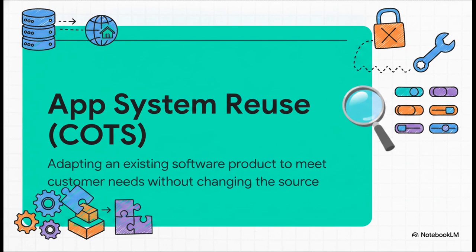As always, we need to define our terms before we explain them. Application system reuse is also known as COTS. That stands for Commercial Off-the-Shelf Systems. What this means is you're taking an existing software product built for the general market and adapting it to meet a specific customer's needs. And here's the absolutely crucial point to lock in for your exams. You do this without changing the source code.